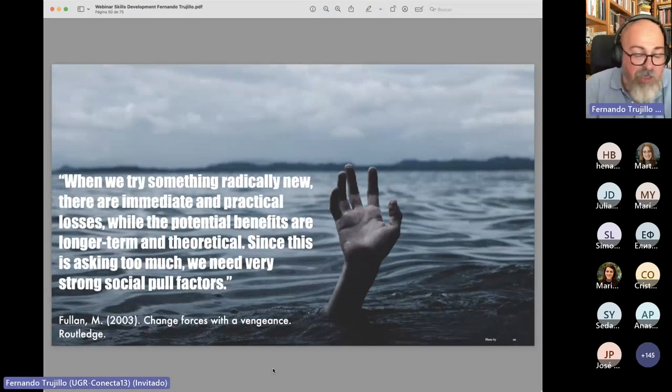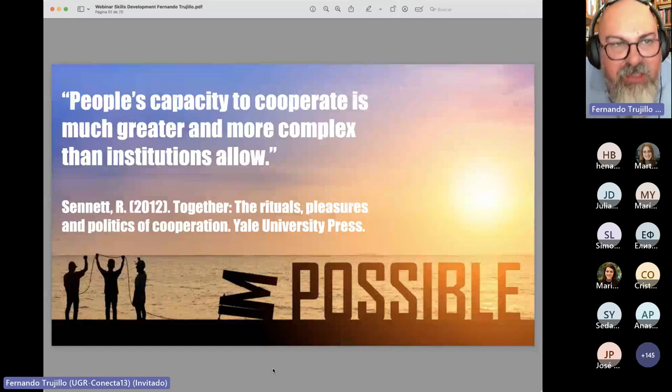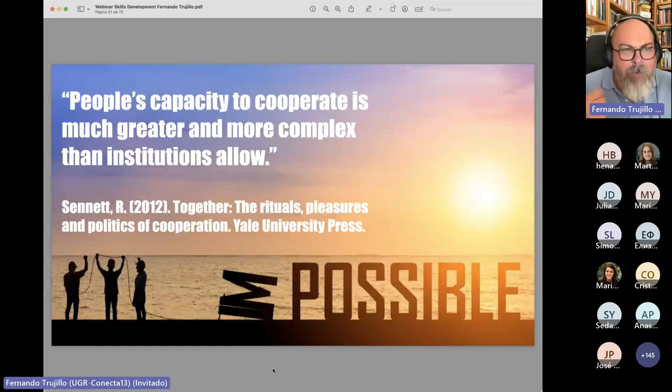Only if in our schools we have strong social pull factors, we will change. Only with very strong social ties will we change and adapt ourselves to this crazy 21st century. Because in fact, people's capacity to cooperate, as Richard Sennett wrote, is much greater and more complex than what institutions normally allow. So we are much more powerful as people who want to cooperate at schools than what the institution normally allows.